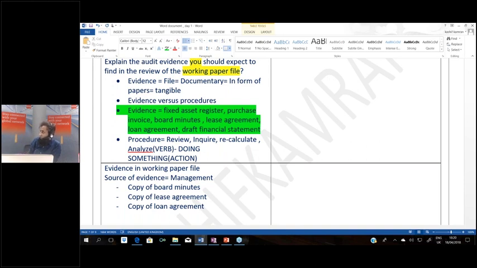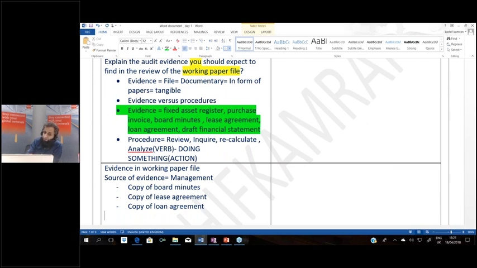I can see your responses, which is good to see. So is everyone clear with that? When evidence comes from the management, the important thing is that I cannot take the original evidence. I have to put the evidence in the form of a copy. So that's very logical and that's very natural, right?